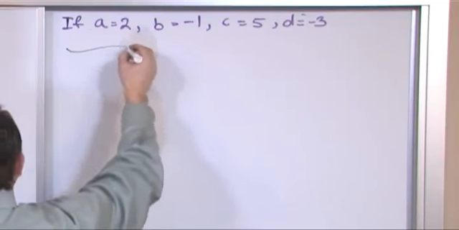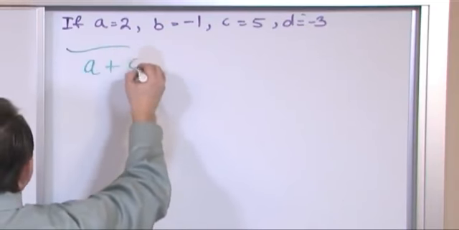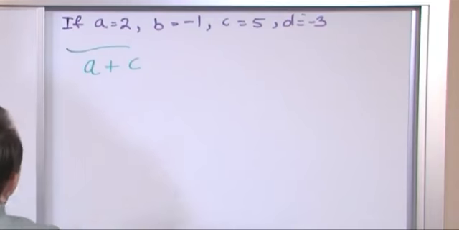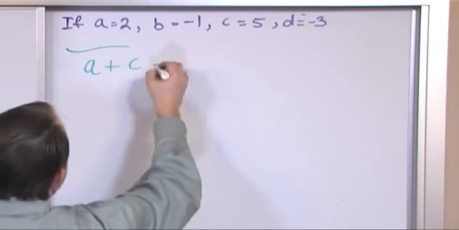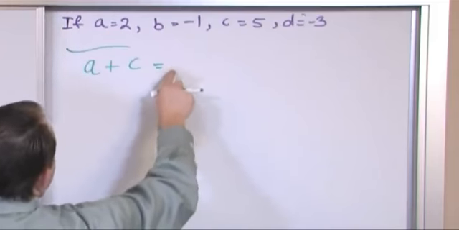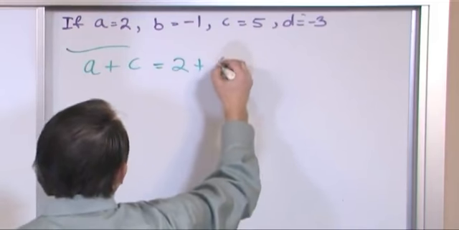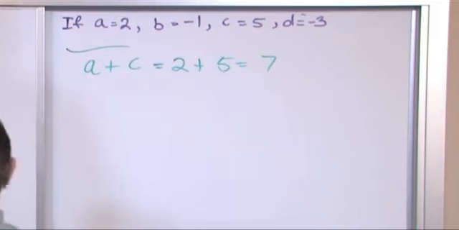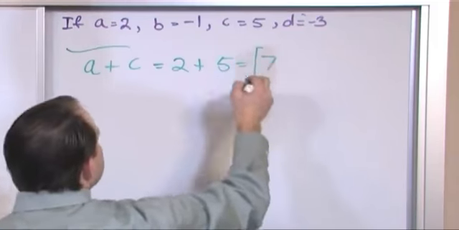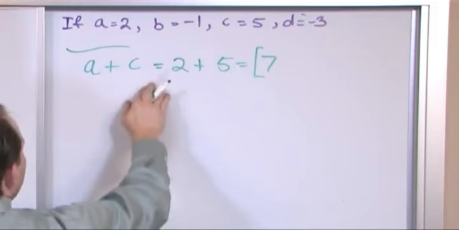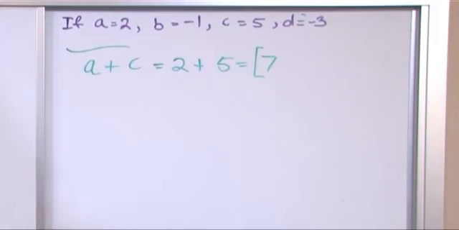So if you wanted to do something like A plus C, this might look like a really scary algebra thing. All you're doing is just substituting in what you know these values are. So 2 plus 5, which is 7. So congratulations, you've done your first substituting into an expression. This is called an expression, something that has letters and numbers that you substitute into.